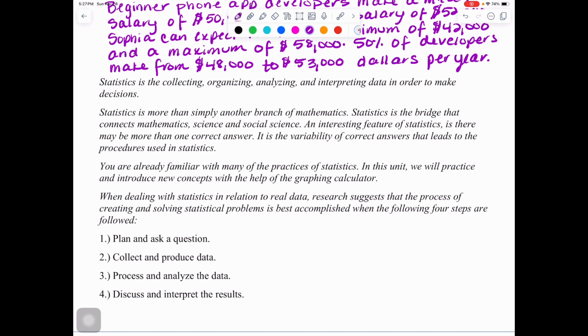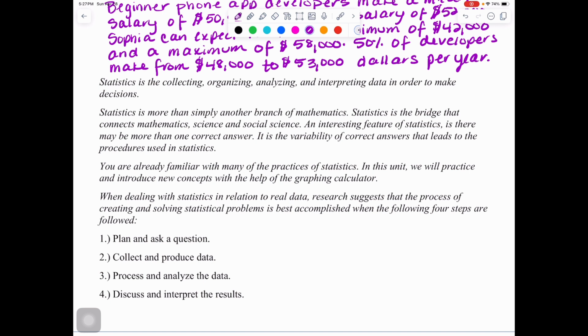So first, you want to plan and ask a question. Remember, we know it's a statistical question because of the variability in answers. You want to collect and produce data. So keep in mind, we want to use a sample. There's no way we can ask the question to the entire population. So we get a nice sample.